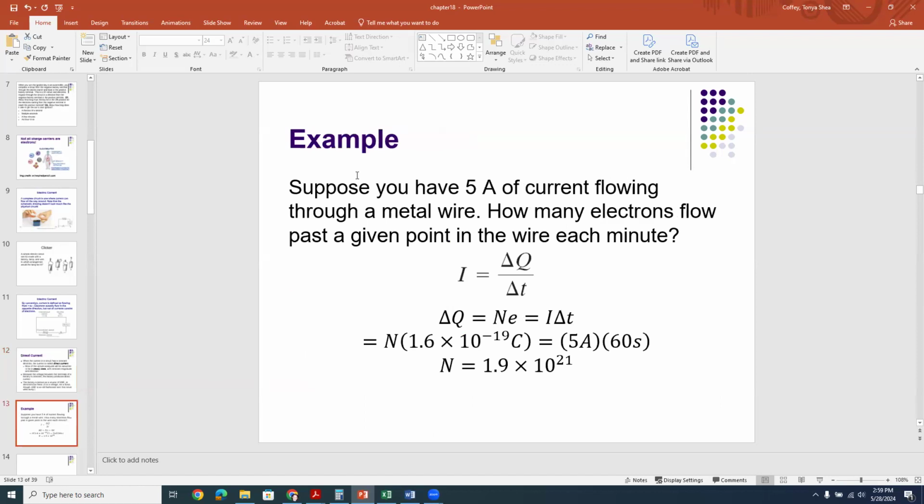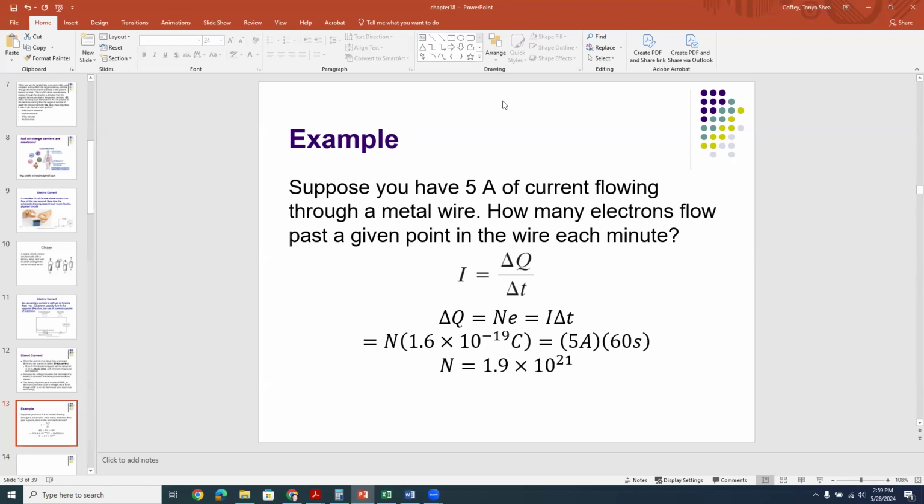Let me do an example problem for you. Suppose you have 5 amps of current flowing through a metal wire. How many electrons will flow past that given point in the wire each minute? Okay, so this is the kind of question that often gets asked on physics homeworks. So let's go through how to do it. So remember that we've defined current as delta Q over delta T. Okay, so delta Q is the amount of charge in coulombs that flows past the point. But remember that that actually also counts to a number of charge carriers, right? How many charge carriers is that? That's what the question is asking.